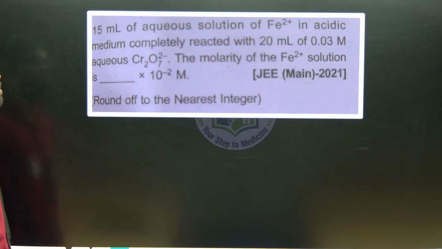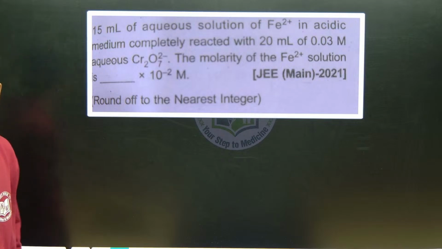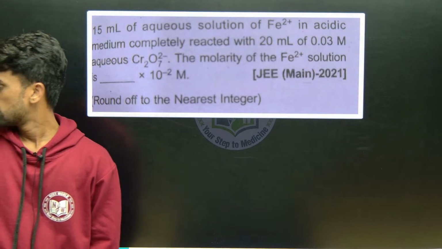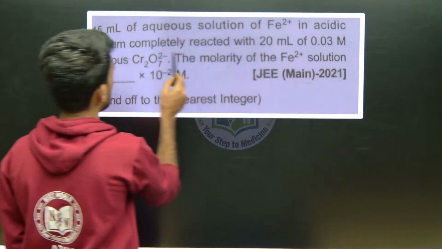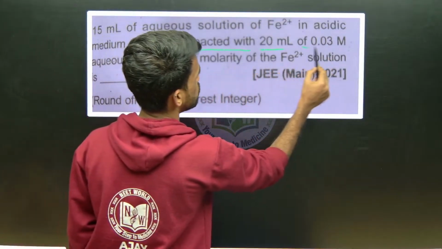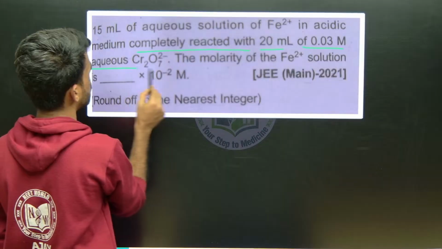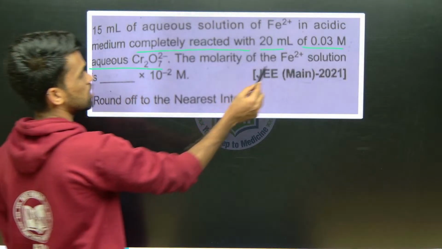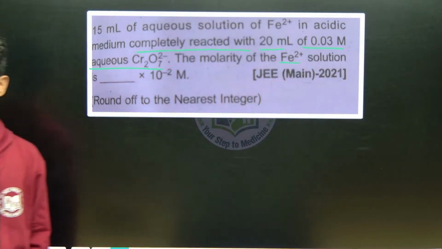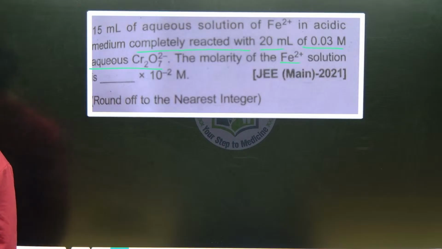What they are saying: 15 ml of aqueous solution of ferrous sulfite, Fe plus 2 ions, in acidic medium completely reacted with 20 ml of 0.03 molar aqueous solution of chromate. What is the molarity of this Fe plus 2 ion? How do you do this?